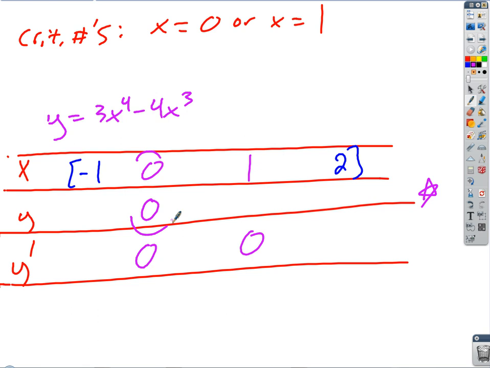What if I plug in 1? 0. -1. Okay. What if I plug in -1? 7. Do you see that? Because that's going to make this term positive, right? What if I plug in 2? So 48, right? 2 to the 4th, 16. So 48 minus 4 times 8?